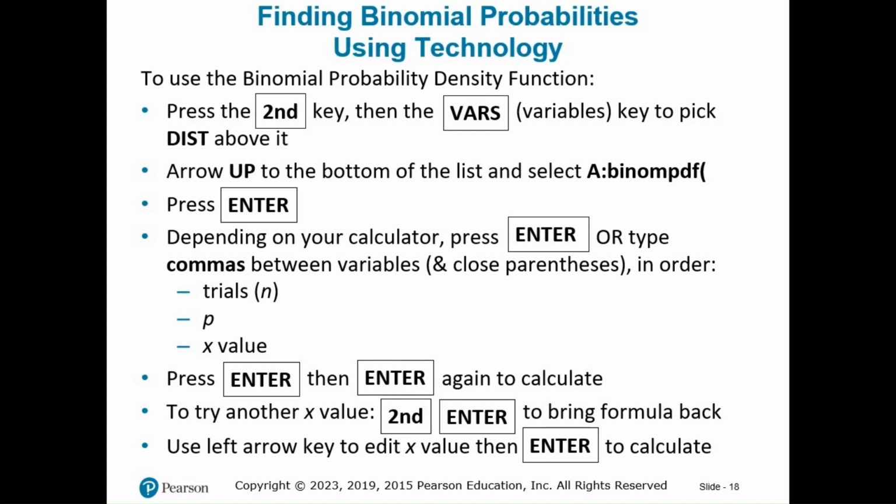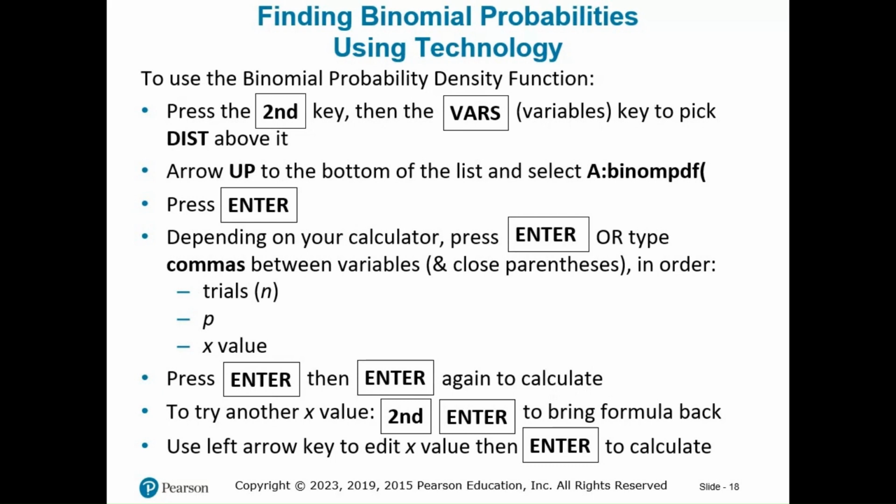Okay, let's look closer at how to do this. To use the binomial probability density function, you first have to get to it. So, press the second key, then the vars or variable key to pick the distr or distribution option above it. Arrow up to near the bottom of the list and select the option that says binomPDF. Make sure you get the right one, not CDF. It needs to say PDF at the end. Then press Enter to select it.